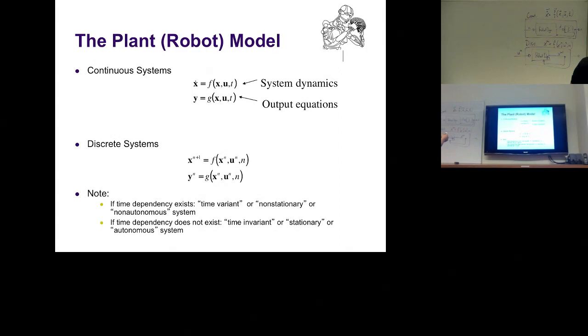Just a simple example, how do you get velocities? It's very simple. You do x_{n+1} minus x_n over delta t. That would be x dot, particularly if you make delta t really small.